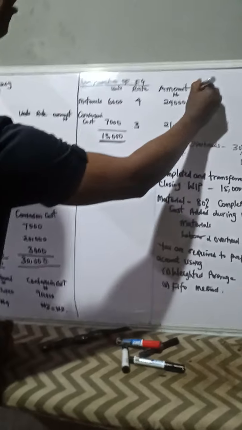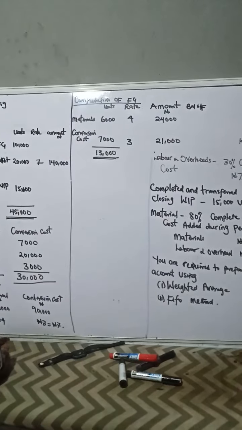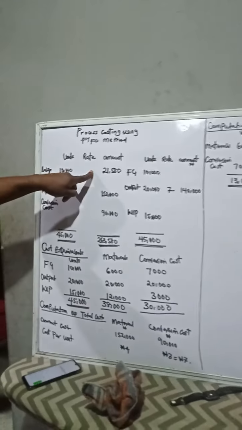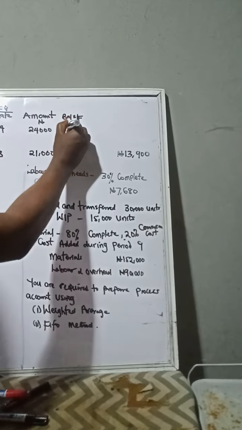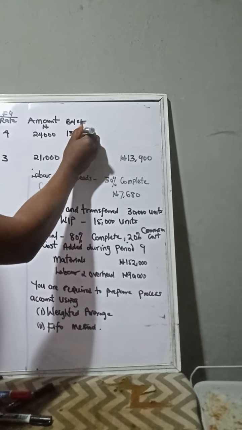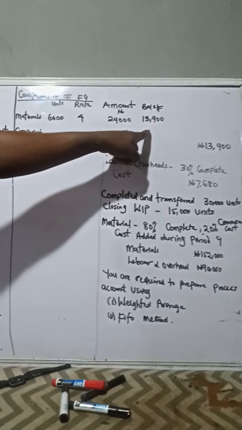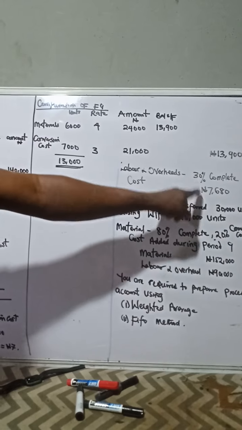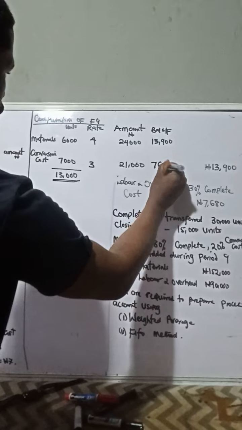Then I'll now bring in something again. These are now the changes: the balance brought forward. This 21,580, the breakdown, look at it, for material is 13,900. So I'll bring in 13,900 here. Remember, I did not use it for the current valuation, it's not part of it. So this is where I will now bring it in, the balance brought forward. Then for conversion cost, which is 7,680, I'll bring it here, 7,680.